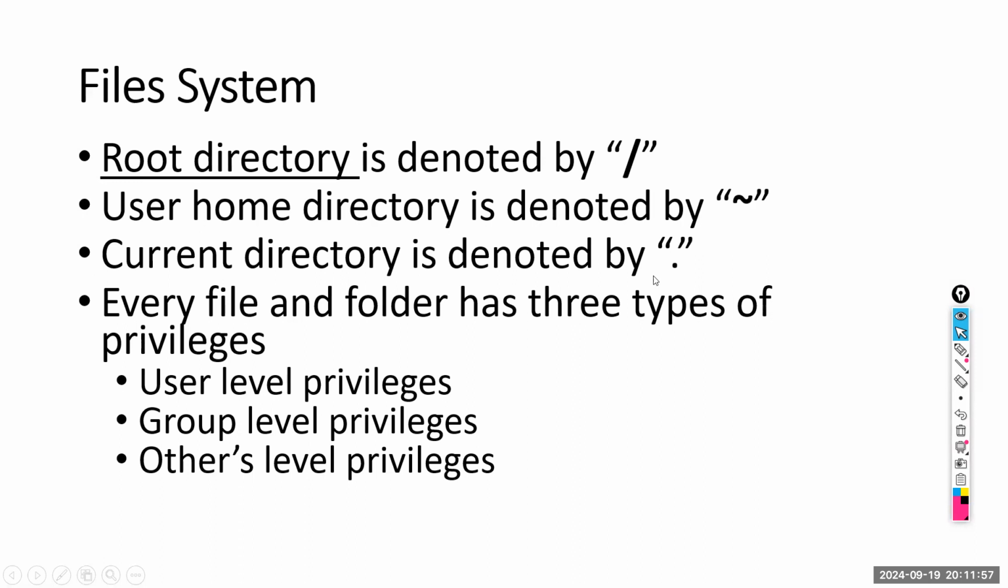Okay. So every file or folder or directory has 3 types of privileges: user, group, and others. User means the privilege for the file creator. Group level means the privilege for the group of that file creator. Others means anyone who is not the user who created the file or the group. So that is basically the others privilege. Okay.